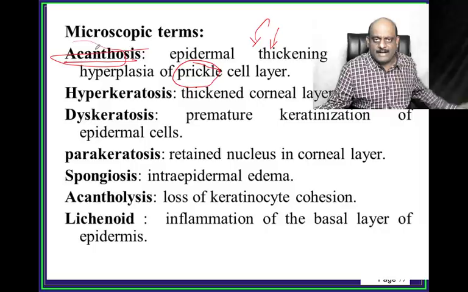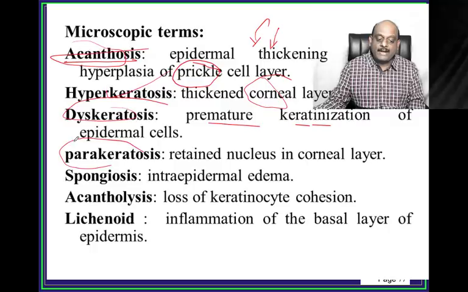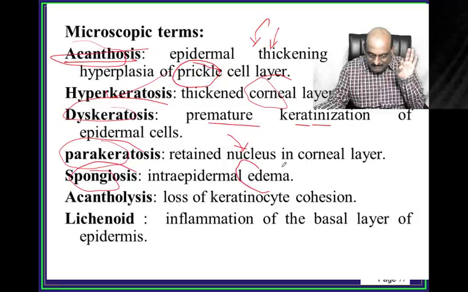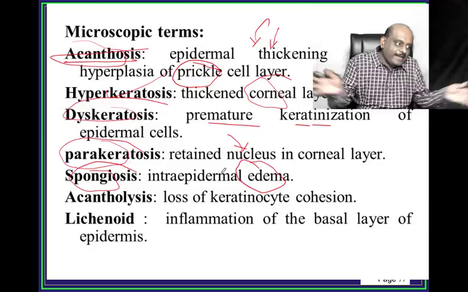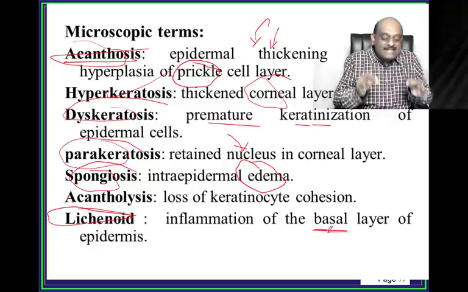Then hyperkeratosis, thickened corneal layer. Dyskeratosis, premature keratinization. Parakeratosis, retained nucleus in the corneal layer. Spongiosis, intraepidermal edema. Acantholysis, separation: loss of adherence of one keratinocyte to the other is called acantholysis. Lichenoid means inflammation of the basal layer of the epidermis. When the basal layer gets affected, then it is called lichenoid.